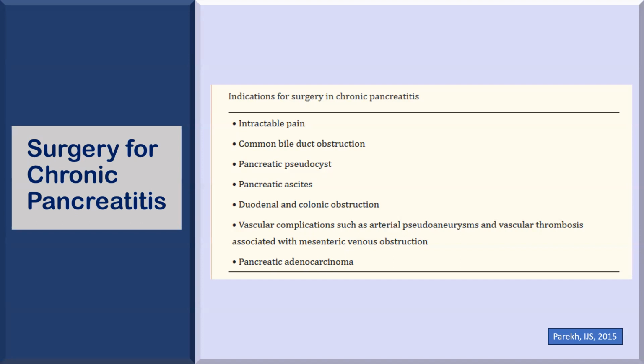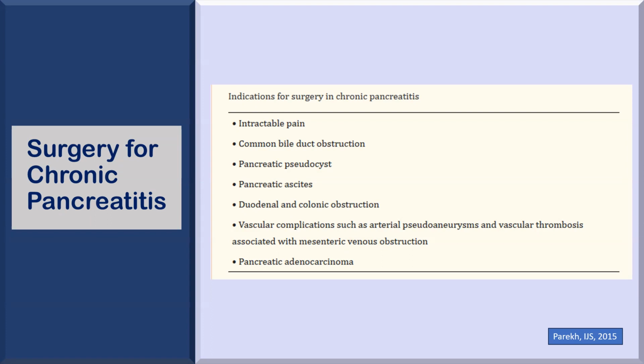All right. What is the underlying pathology for pancreatic ascites? Why do people get pancreatic ascites? Due to pancreatic duct injury. Which duct? Major pancreatic duct, sir. Correct. The major pancreatic duct has to be disrupted because of pancreatitis and inflammation. Only then you get ascites. You can have duodenal and colonic obstruction. You can have pseudoaneurysms. You can have venous thrombosis. So all these are, and of course, suspicion of pancreatic adenocarcinoma.